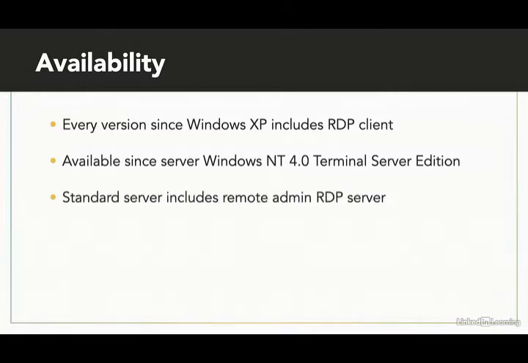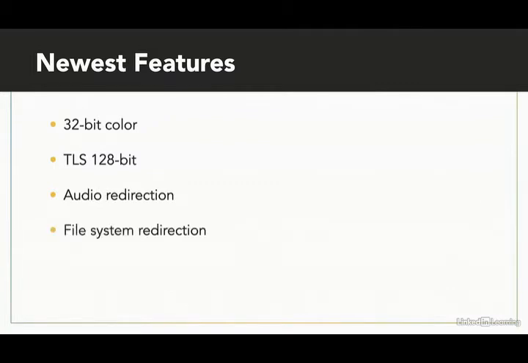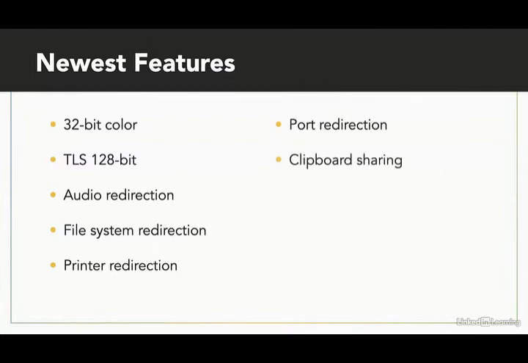Standard Windows servers since 2000 have included terminal services allowing two users to connect remotely for administrative purposes. The newest version supports a plethora of great features like 32-bit color, TLS 128-bit encryption using the RC4 algorithm, audio redirection, which allows audio to be processed remotely, then sent to the client, file system redirection, allowing local files to be used over the RDP session, printer redirection, which allows local printers to be used over a remote session, port redirection for use of local ports over the remote session, clipboard sharing.